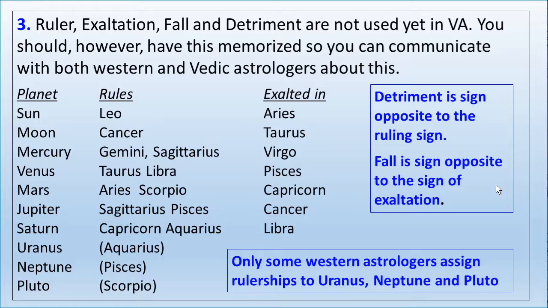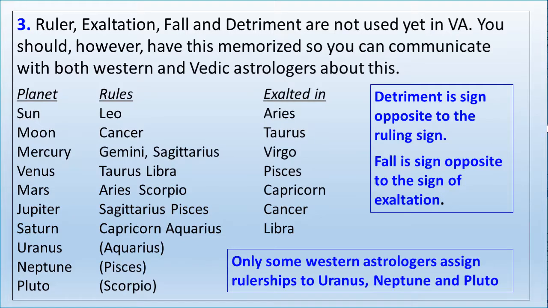Now, what about rulers, exaltation, fall, and detriment? These are critically important, extremely important in both Vedic and Western astrology, but they are not yet used in vibrational astrology. Why don't we use them? Because we go through rigorous research methods and we have not yet confirmed them. The fact we don't use them does not mean they don't work. It just means we haven't incorporated them yet into the system.